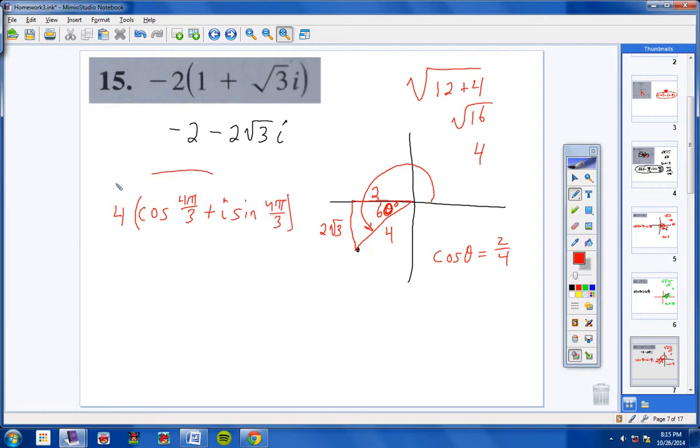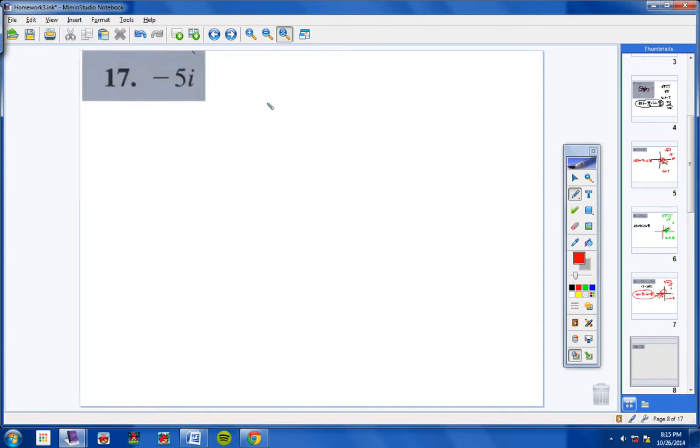Okay, let me check the back of the book real quick, make sure this is correct. And yes, it is. Moving on to number 17.